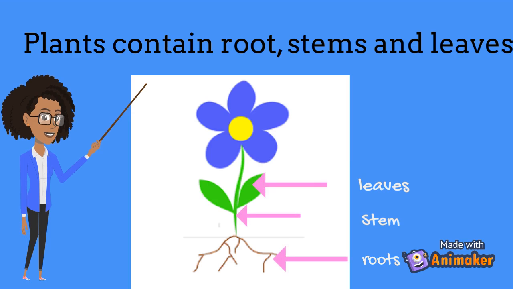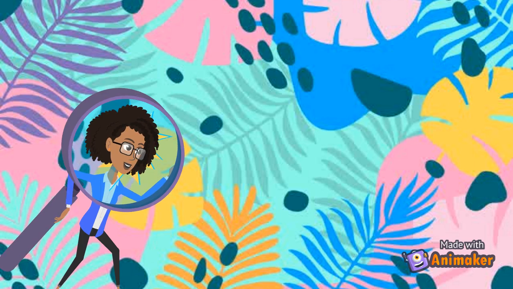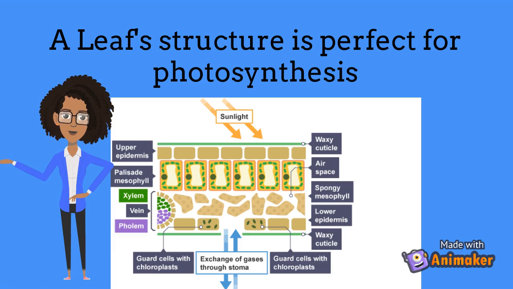Plants have three organs: the leaves, the stem, and the roots. What we're going to focus on are the leaves of the plant, and we're going to look at them in detail. A leaf structure is actually very clever because it's perfect for carrying out photosynthesis. This is because it has all these parts that allow it to carry out its role perfectly.